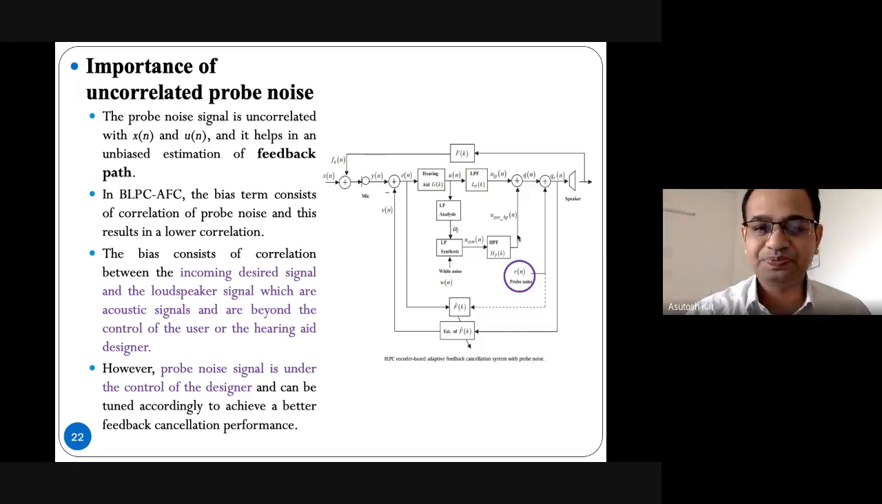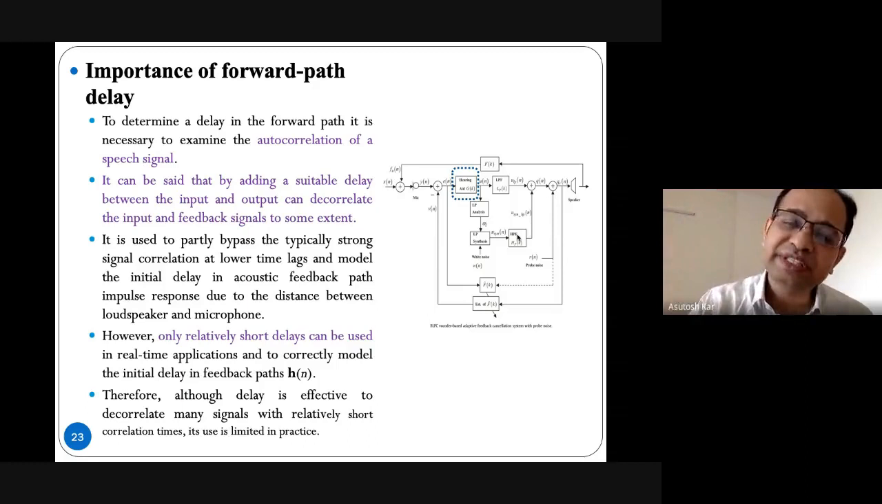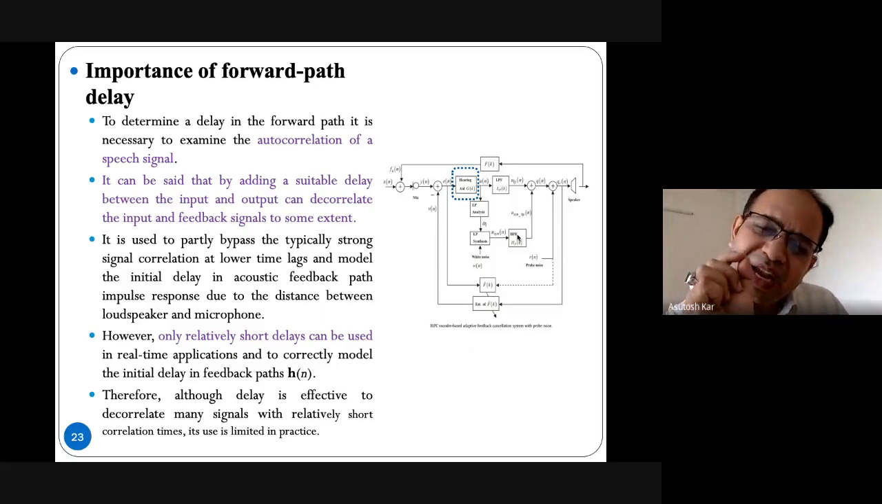Importance of feed forward path delay. This is the last technical point in the BLPC vocoder-based approach. Normally, researchers found at the very beginning of research in hearing science, or in sound quality enhancement using signal processing techniques, and this is more signal processing than hearing science, that when we insert some amount of delay, a millisecond amount of delay, in the hearing aid, and hearing aid means gain, means amplification.